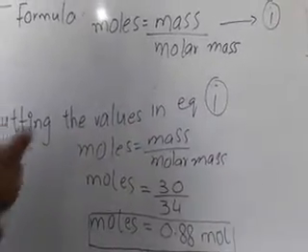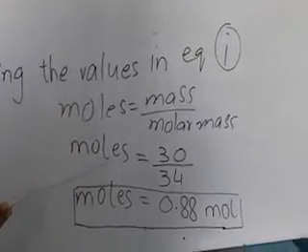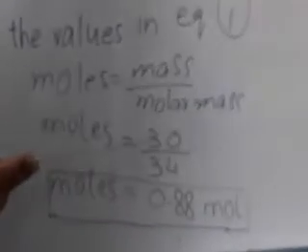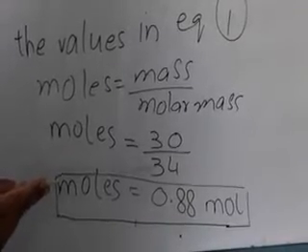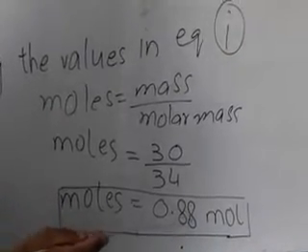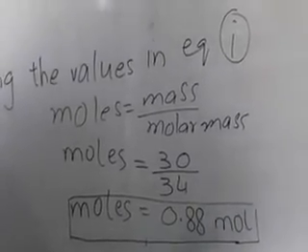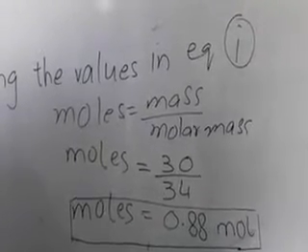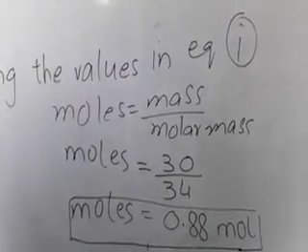Equation 1 says moles is equal to mass over molar mass. Now moles to be calculated, mass from data, it is 30 grams, and molar mass as we calculated, it is 34. So 30 divided by 34, using your calculators, you divide 30 by 34 and you get 0.88 moles. Now when we write moles as a unit, the unit of moles is MOL. We remove E from the end. So it is MOL. So moles are 0.88 mol.